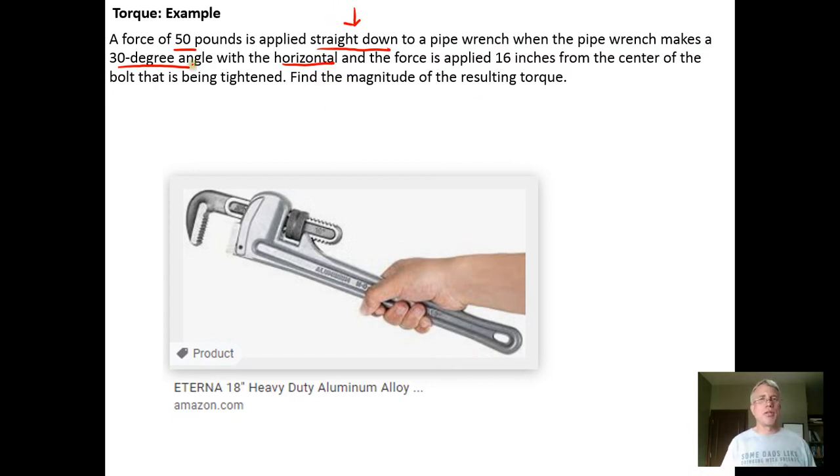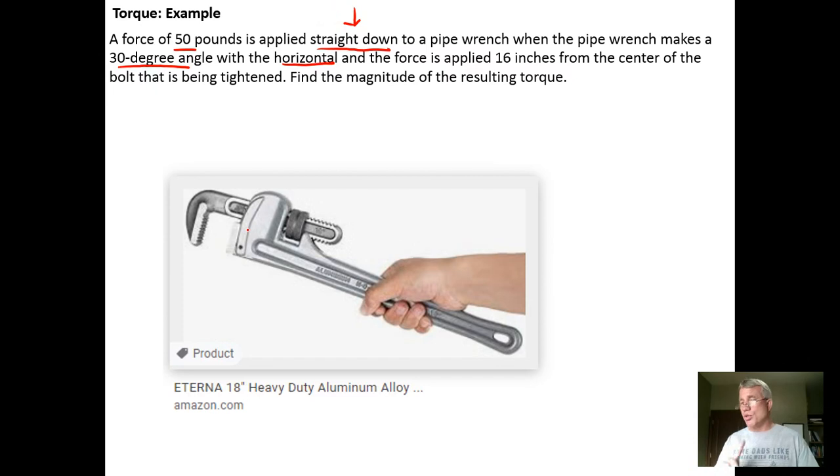So a 30-degree angle with the horizontal, and the force is applied 16 inches from the center of the bolt that's being tightened. Find the magnitude of the resulting torque. So the idea here is we want to establish, first and foremost, because we need vectors, we need a position vector and a force vector, a coordinate system in which we can construct those vectors.